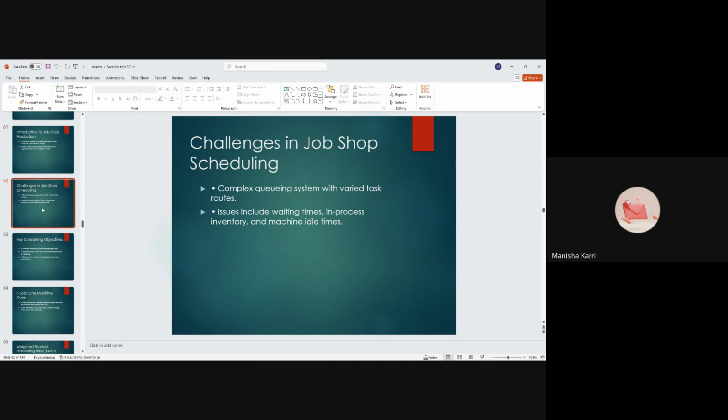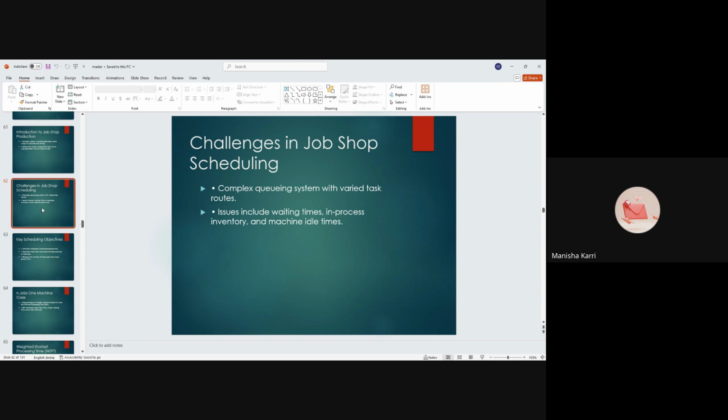Next one is in-process inventories. When jobs are delayed at certain stages, partially completed items build up, so in-process inventory increases. These tie up space and resources, and it can increase cost. For example, several jobs are waiting for assembly. They occupy space and resources until they can continue, which can add to the handling cost.